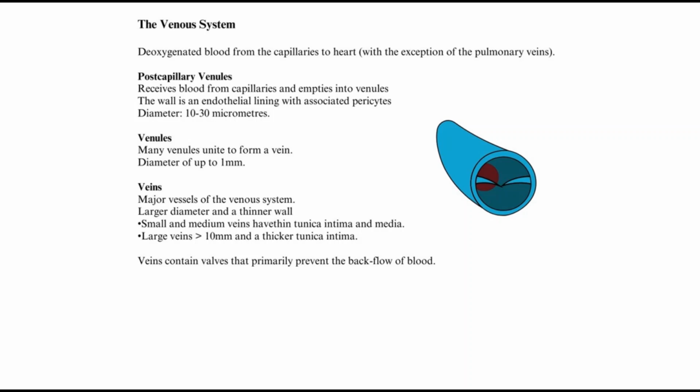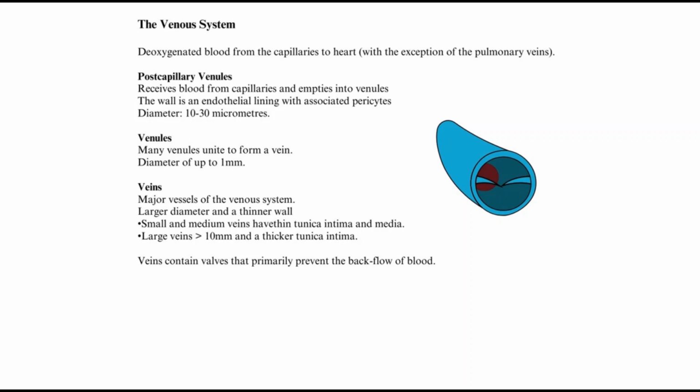Next, you have the venules, which are continuous with the postcapillary venules. Many venules unite to form a vein. Venules have a diameter of up to 1 millimeter. They contain valves to restrict retrograde transport of blood.